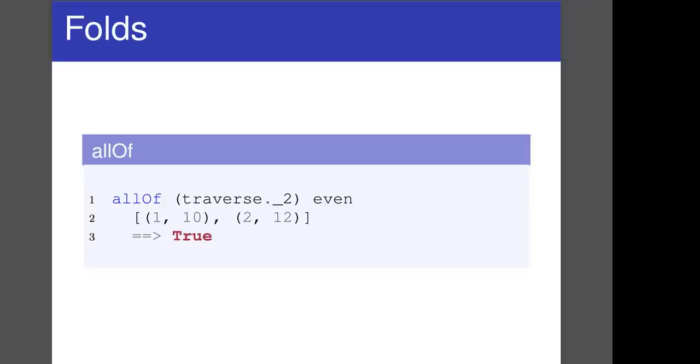So what I'm saying here is, look at every tuple in this list, and look at its second element, are they all even? True. Of course, you could write this using regular old Haskell functions and composition. Where this becomes more useful is when you start working with lenses and you have a lens. And you're like, oh, I have this lens, I don't want to figure out how to translate that into the regular Haskell version. Now I can apply this fold with it.